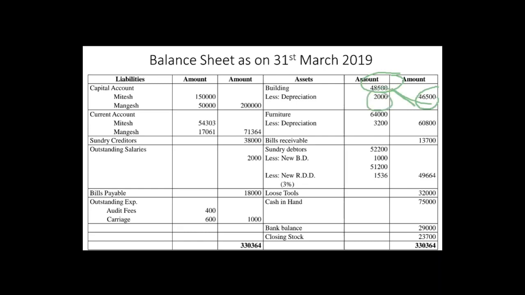It is 2,000. Okay, the mistake that is done by the kids is they write over here 48,500, they add 46,500 also over here, and then they get the 80,000 something. Okay, which is wrong. You have to mention the difference.